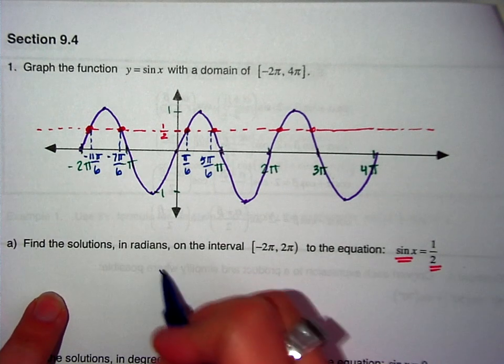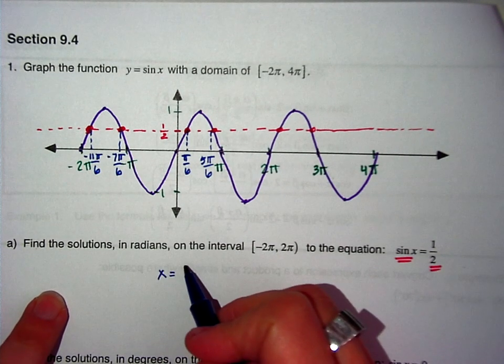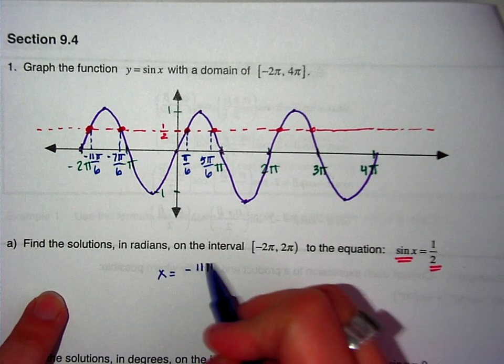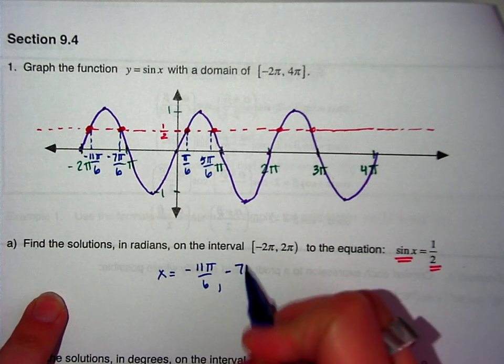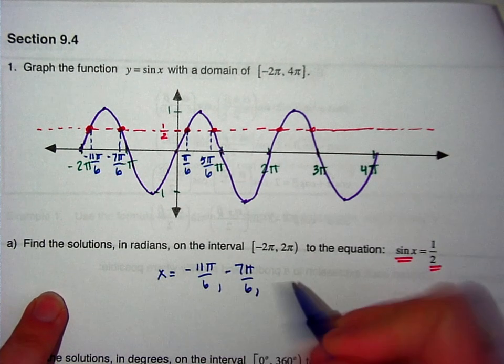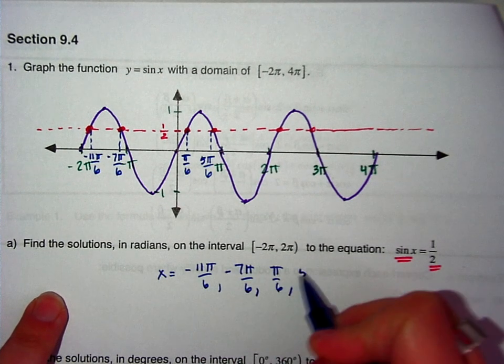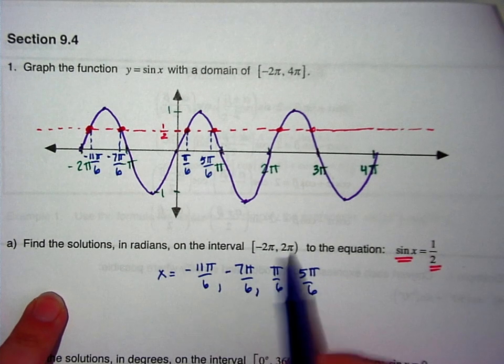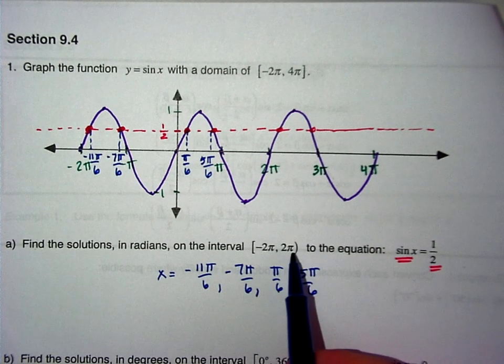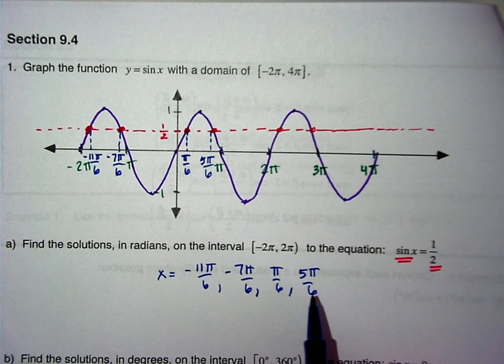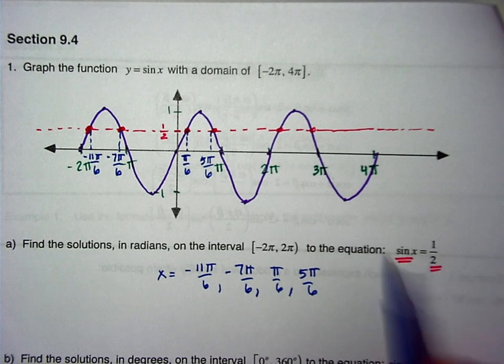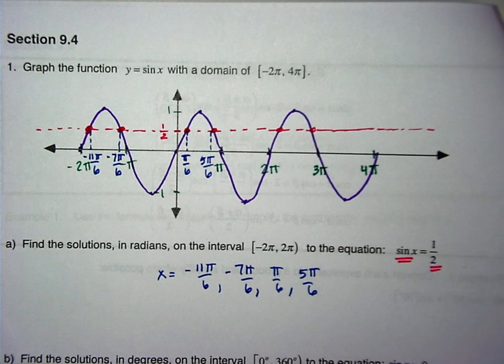So x would equal, and the way we can just write it is as a list here, negative 11 pi over 6, negative 7 pi over 6, pi over 6, and 5 pi over 6. So in this interval from negative 2 pi to 2 pi, there are 4 x values that make this equation true. Okay, let's talk about question B.